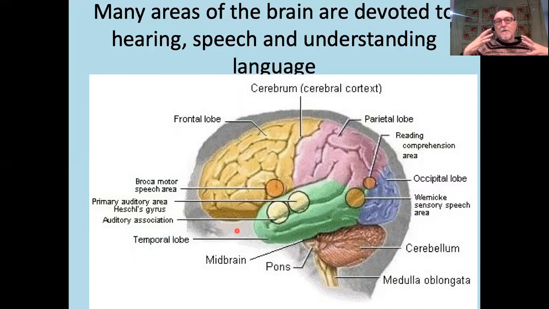And the sense of hearing is intimately tied up with all of our sense of language and everything else. And this is just an illustration for you. The main part that initially does analysis is in the temporal lobe. And here's the main auditory area, called the primary auditory area. But there are many, many other parts of the brain associated with it.